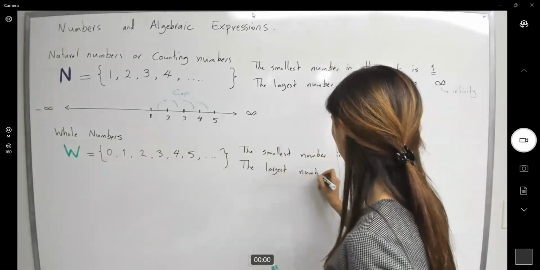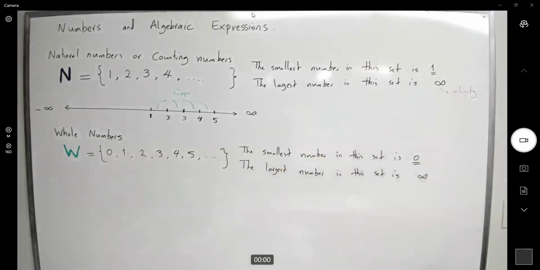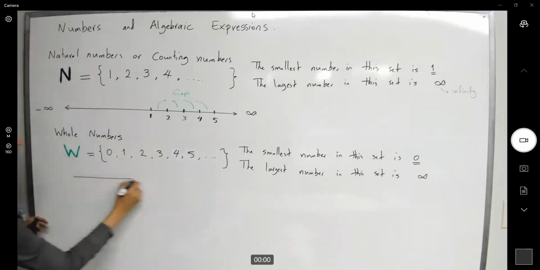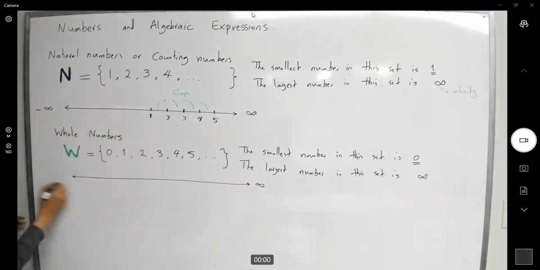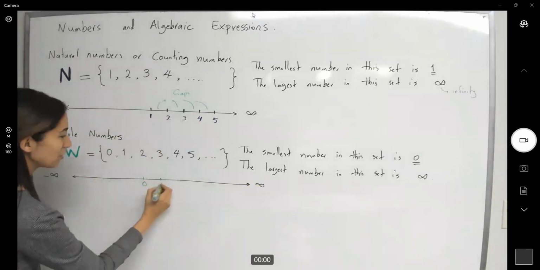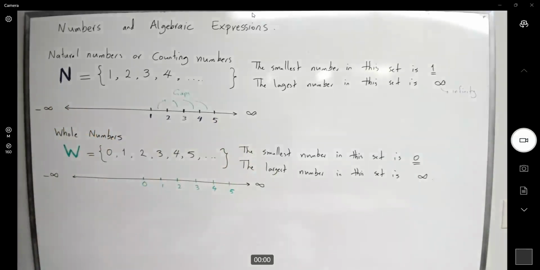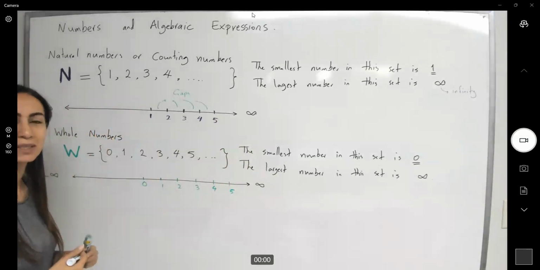The largest number in this set is again infinity. Well, we can visualize these on the real line by adding 0 to the natural numbers. There we go. So if we have the real line, now we can start at 0. 0, then 1, then 2, then 3, then 4, then 5, and the rest of the counting numbers. But since we start from 0, we have another name for it. We call it the whole numbers. Well, as you can see, we do not see any negative numbers, the signed numbers.